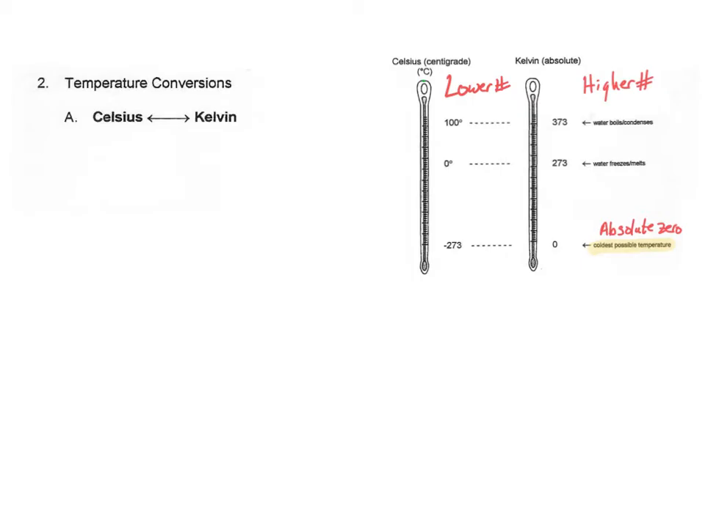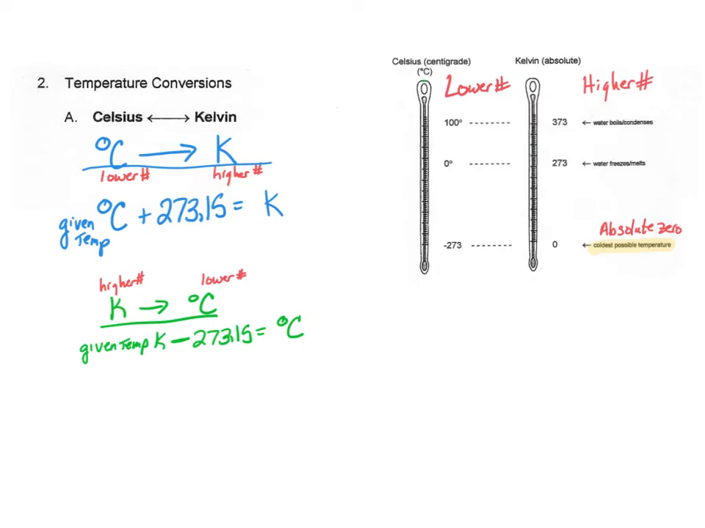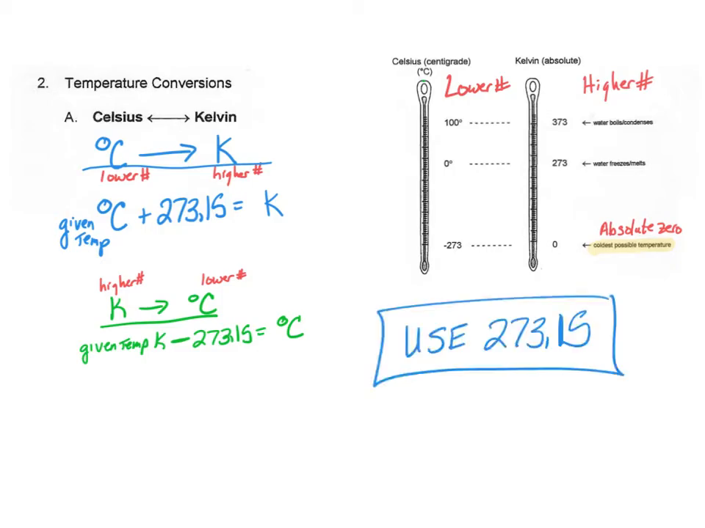So let's talk about the basics first. If we're going to go from Celsius to Kelvin, the number is going to get larger. So for that, we're going to add 273.15 Kelvin. And then, to go from Kelvin to Celsius, the number has to get smaller. So whatever temperature we have in Kelvin, we're going to subtract 273.15 to find that temperature in Celsius. We're going to see some problems next. We are going to use 273.15 because it is a more accurate number.